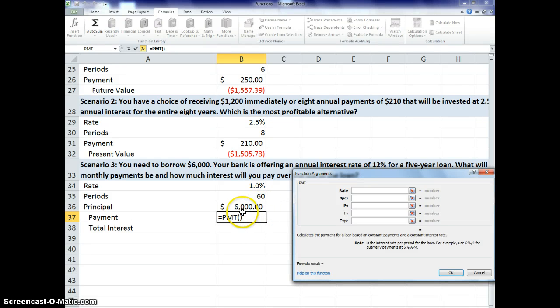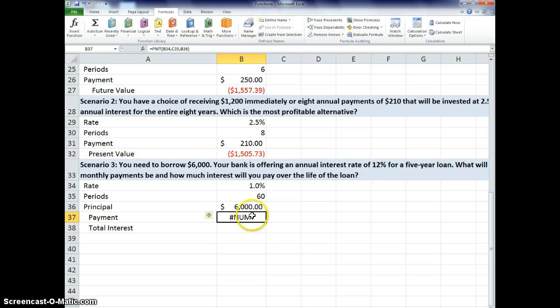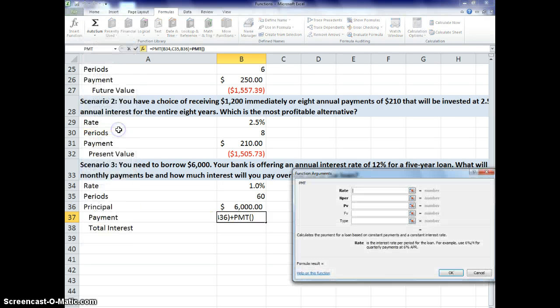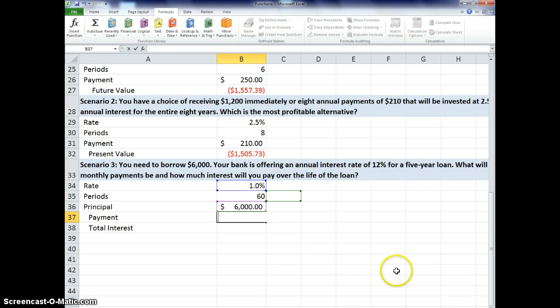All right. So, payment, the rate, 1%. Number of periods, 60. PV, 6,000. How much do we have to pay? Uh-oh. Miss Jackson messed up. Okay, financial, payment, PMT. Cancel, erase the whole thing.